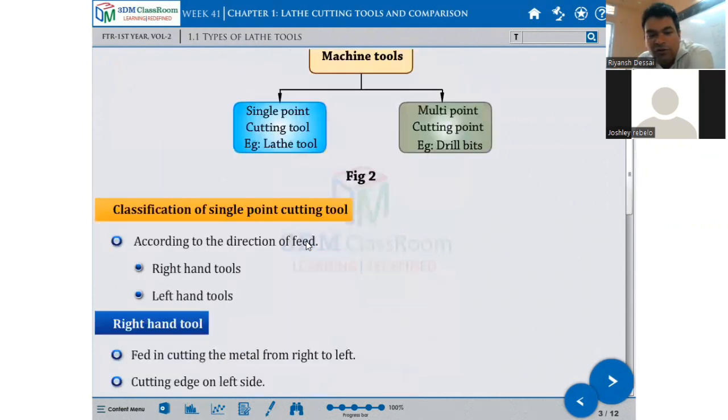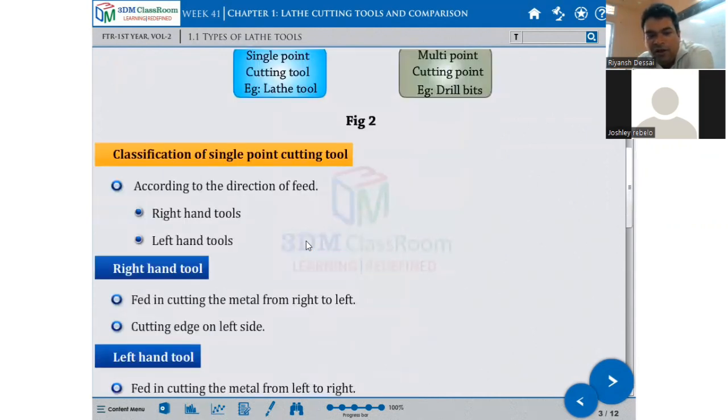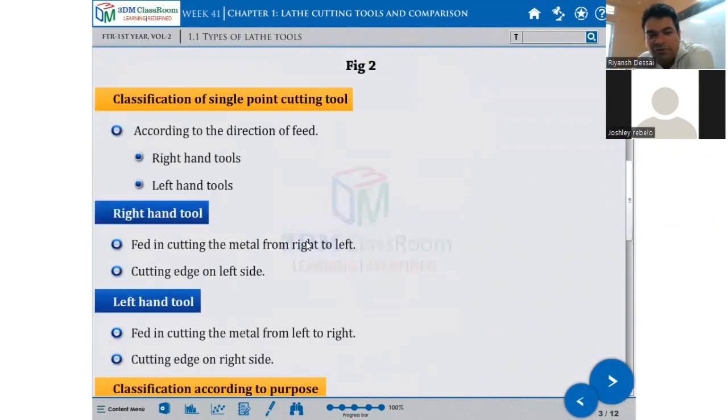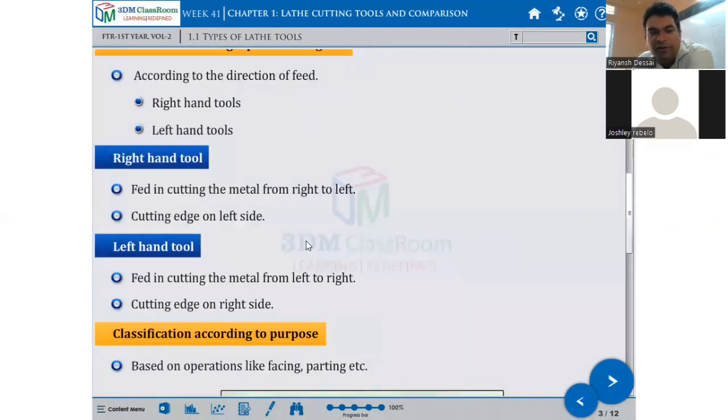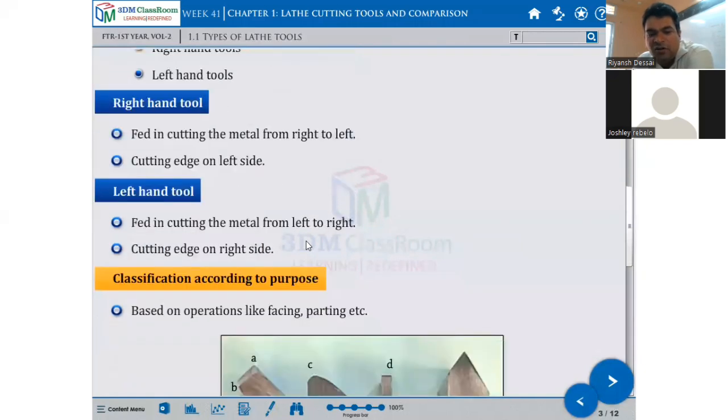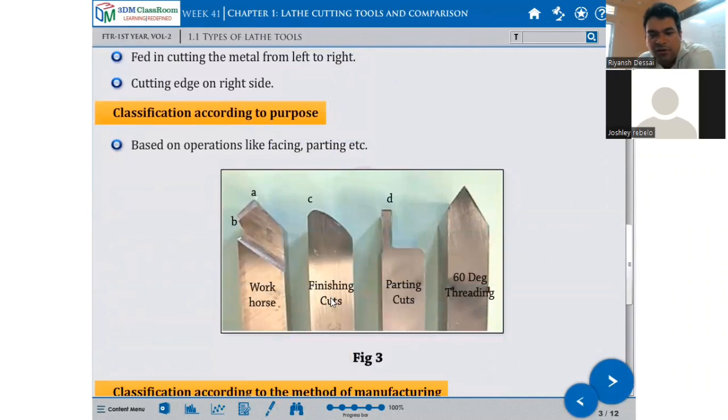Classification of single point cutting tools according to the direction of feed: right hand tools and left hand tools. A right hand tool feeds while cutting the metal from right to left, with the cutting edge on the left side. A left hand tool feeds from left to right, with the cutting edge on the right side. Classification according to purpose: parting, 60-degree threading, this is a V threading tool, and tools based on operations like facing, parting, etc.